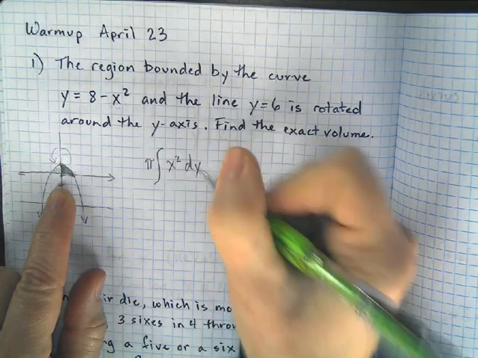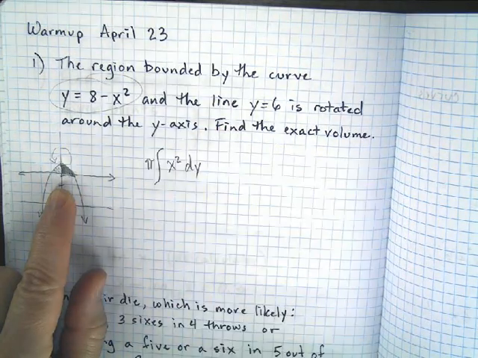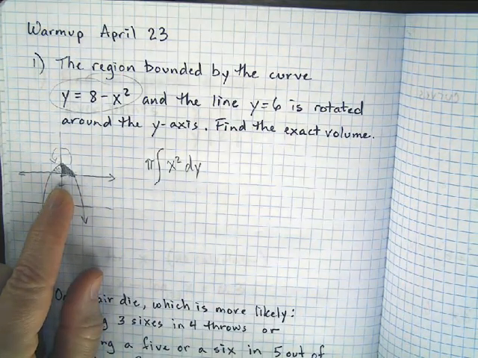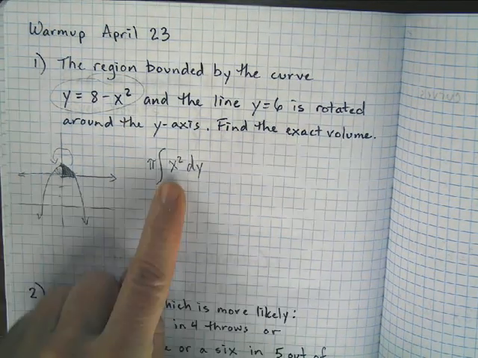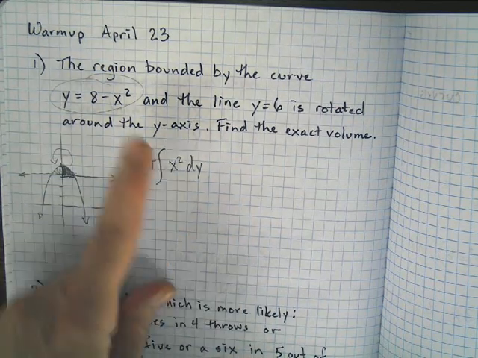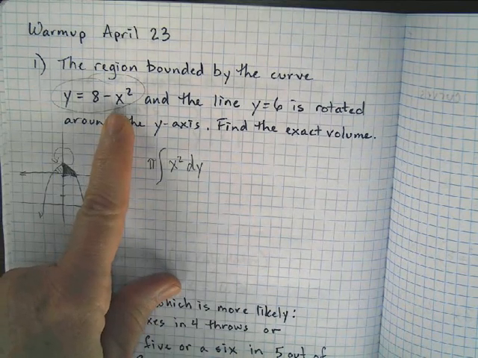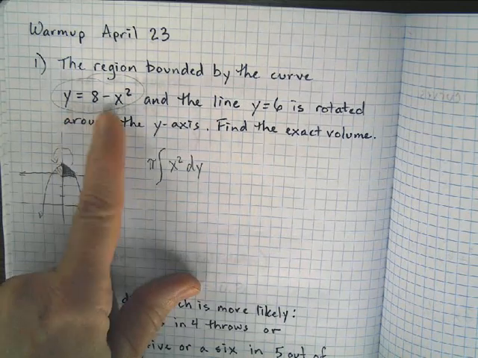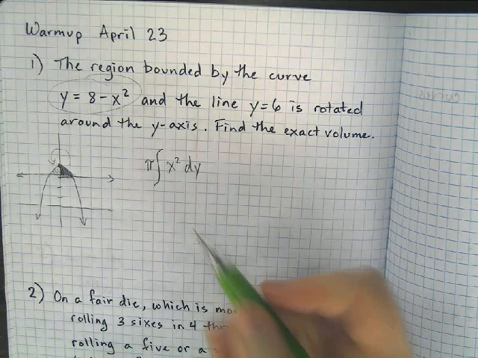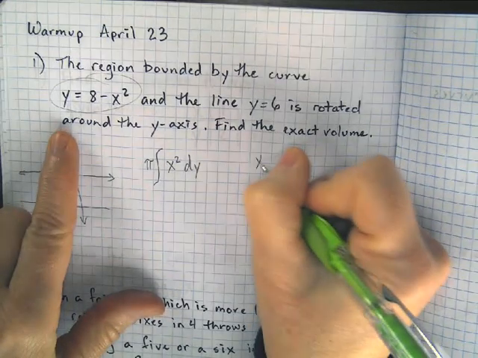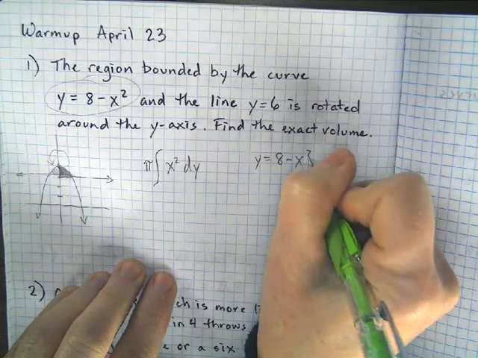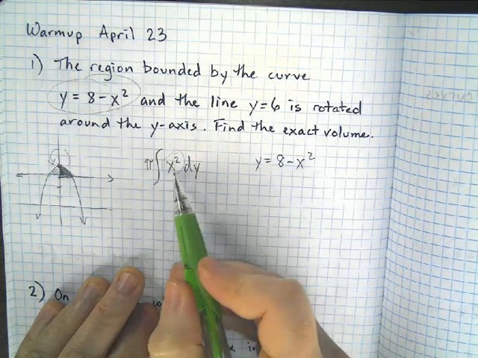Okay, so we need to rewrite this in terms of y. So we need to solve it for x. But notice it says x squared right here. So really all I have to do is get the x squared by itself, and then I can substitute in the equation here. So I'll show you what I mean. So we have y equals 8 minus x squared. When I do my substitution here, all I got to do is substitute in for the x squared.